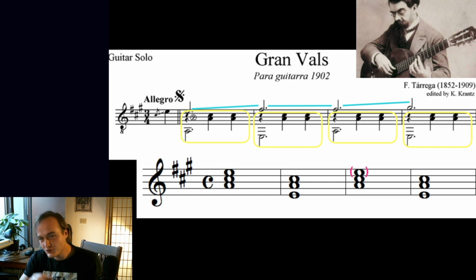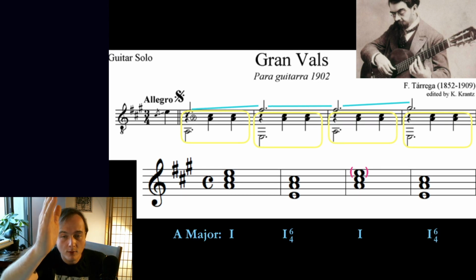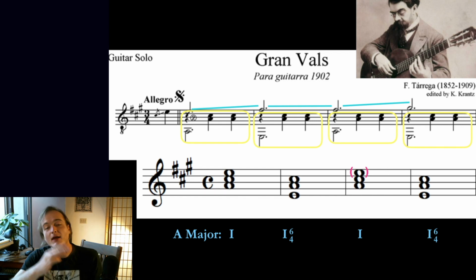And then the last one, G sharp, is not really part of that chord. This is similar to the second chord. So if I apply Roman numerals to this, I get one chord in root position. Then I have the same chord, A, C sharp, E, but now E is in the bass.